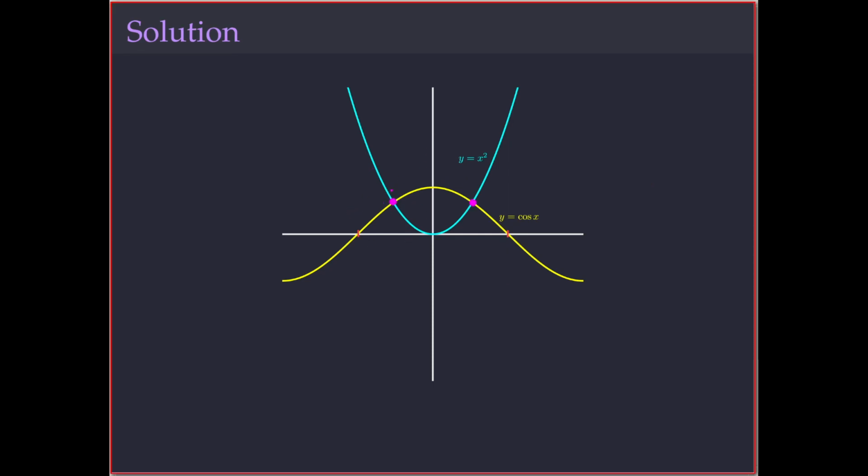It is intersecting two times. This is 1 and this is 2. Therefore the number of solutions will be 2, and the number of roots will be 2. So this is a fairly simple problem. Whenever you have something like f(x) minus g(x) equals 0, try to plot f(x) and g(x) and see how many intersections there are.